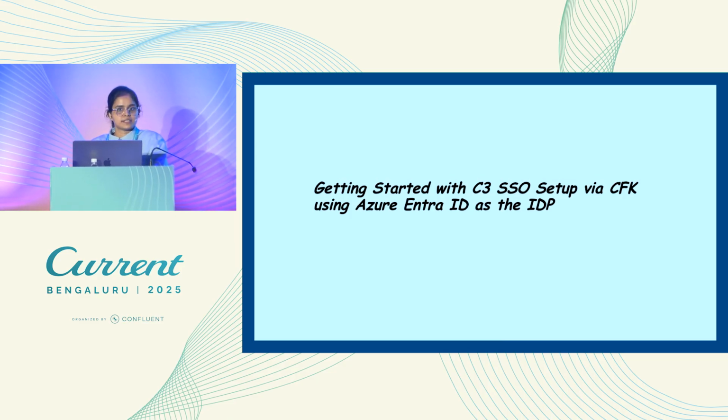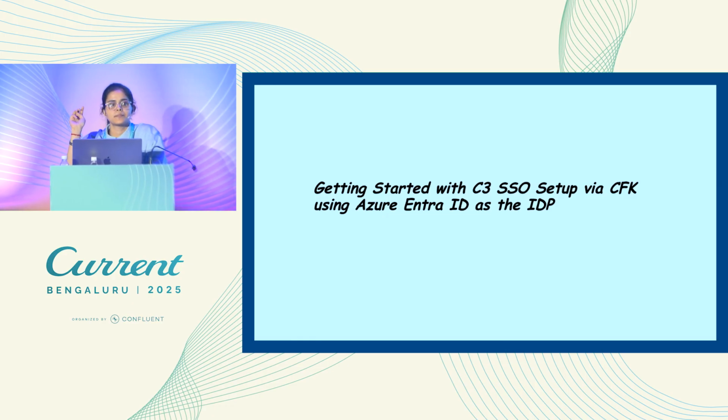With respect to SSO, there are three major components. The first one is the identity provider. The second one is the service provider, which is the CFK cluster in this case, the Apache Kafka Confluent Platform. And the third one is the principal, or the user, who is going to get authenticated via this SSO mechanism.